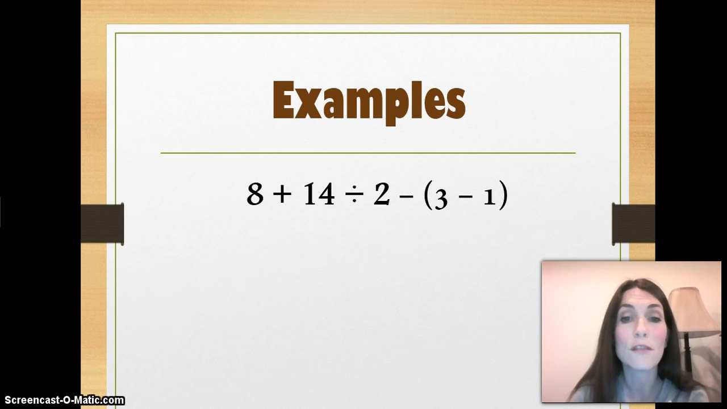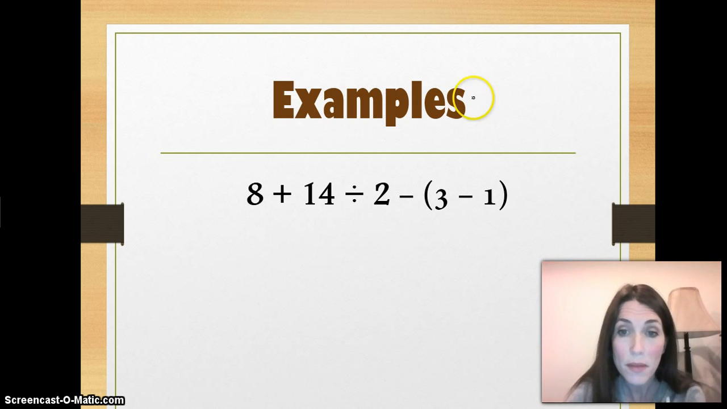Okay, so let's take a look at our first example tonight. We have 8 plus 14 divided by 2 minus 3, and then we're subtracting 1 from that, which is in our parentheses. So first off, I have to think back to PEMDAS. I have to look for brackets and parentheses first. So I see that I have 3 minus 1 in parentheses. This lets me know I need to solve that first.